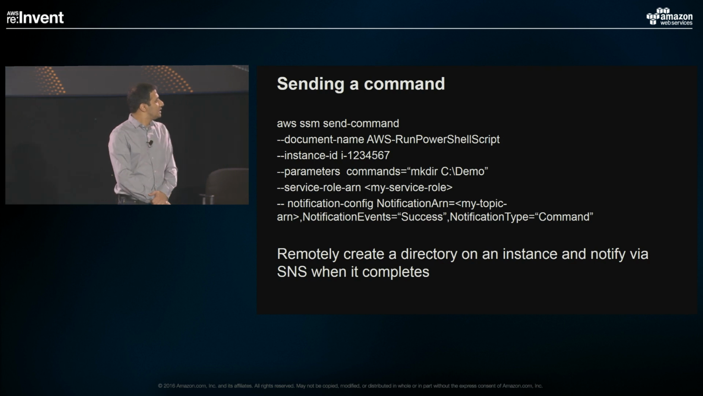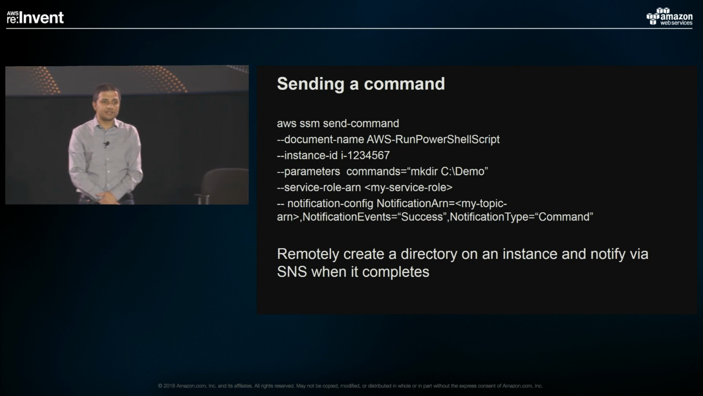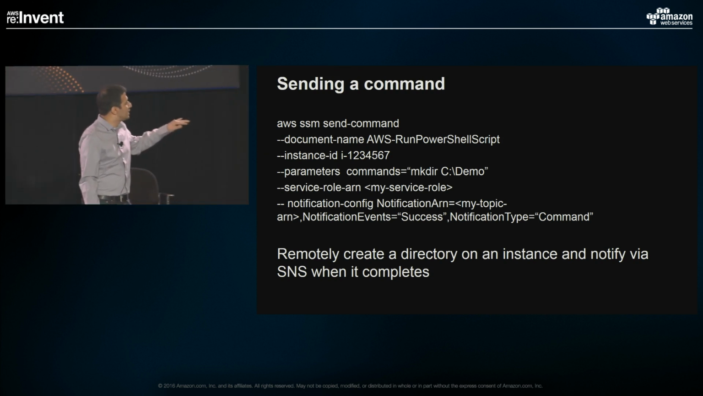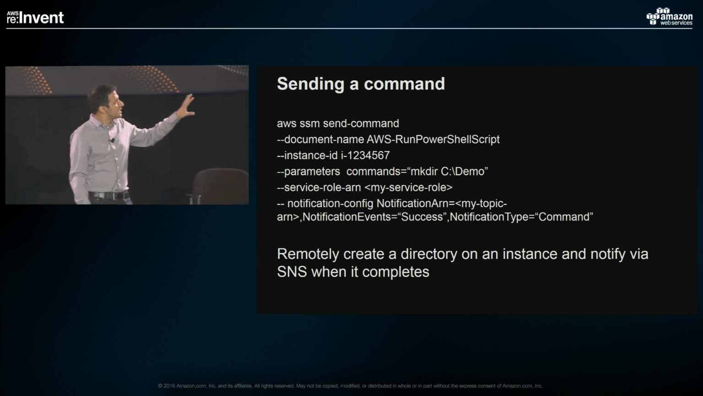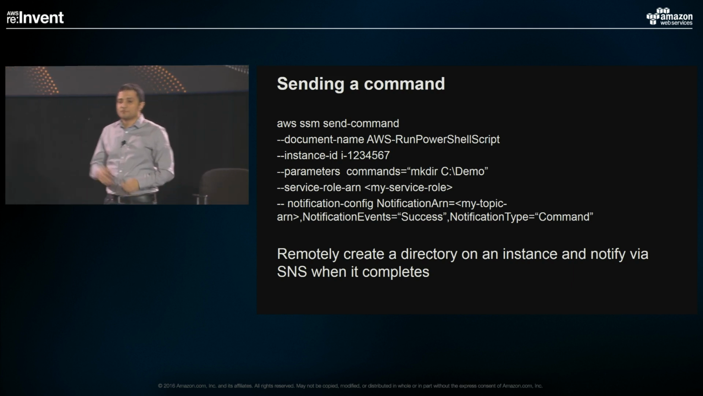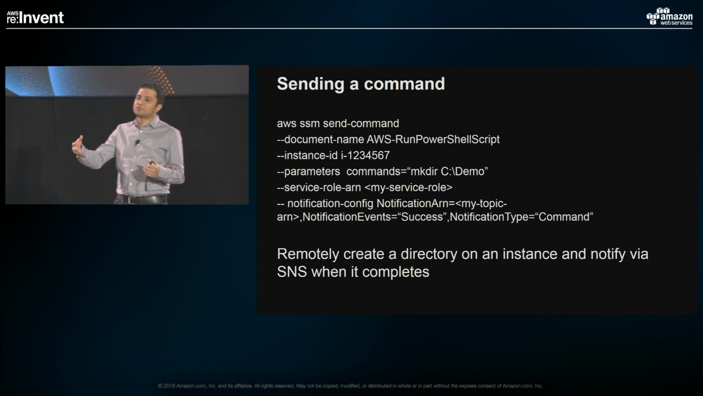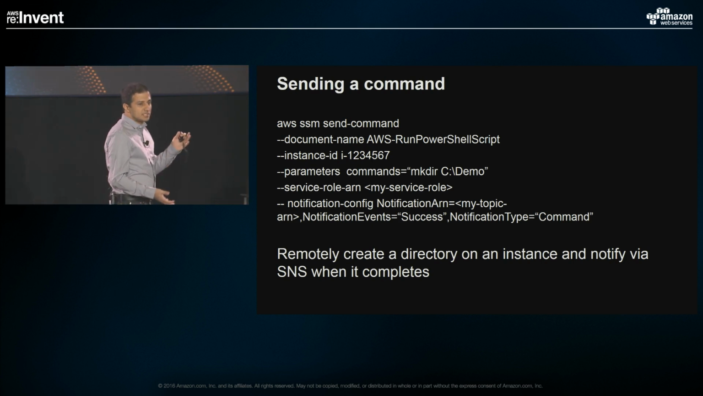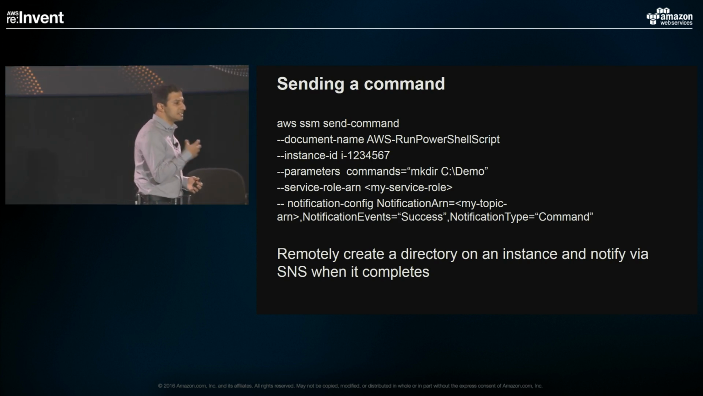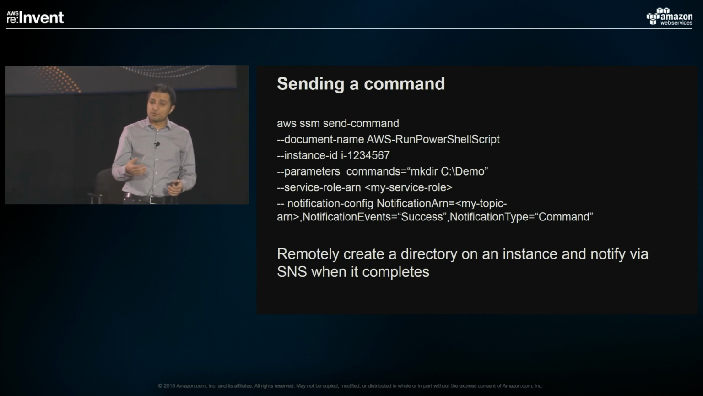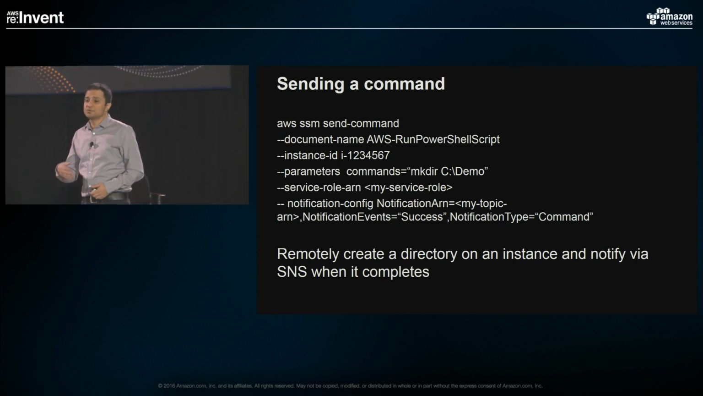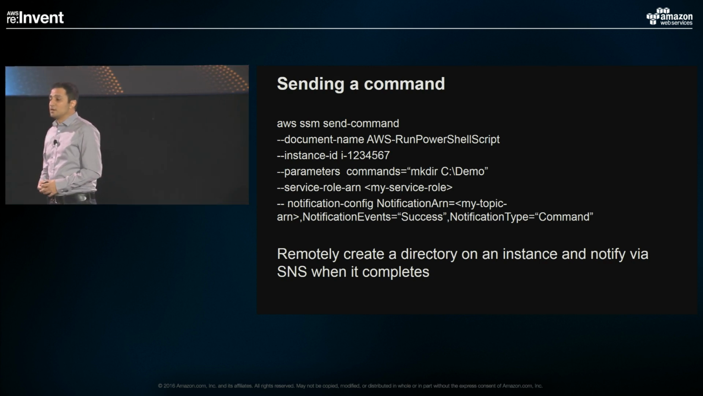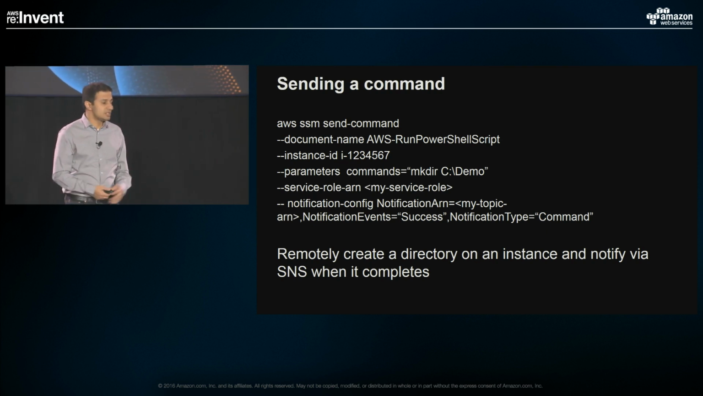So let me spend a little bit of time on how to actually get started and send a command. In this case, I'm using a CLI, and there are a few common concepts I wanted to go over. The first is a document. The first thing you do when you're about to send a command is encapsulate it in a concept that we call a document. Think of a document as a JSON representation of the specific action or task that you want to perform. Amazon provides a bunch of documents out of the box, so you can do things like run PowerShell, run a shell script, or configure Windows Update, or you can write your own documents. So that's the first parameter.